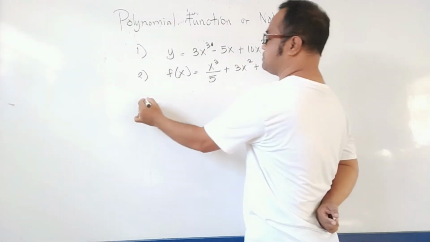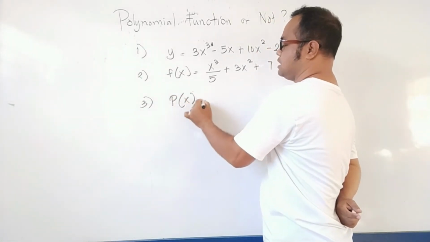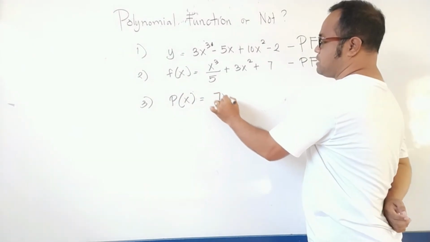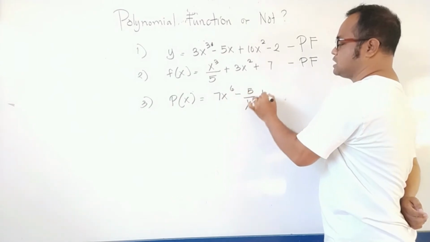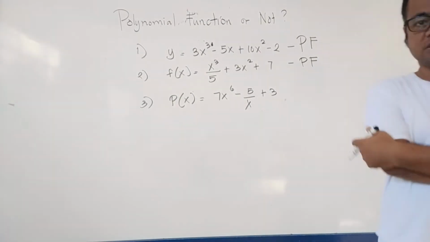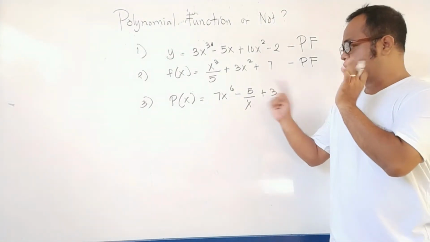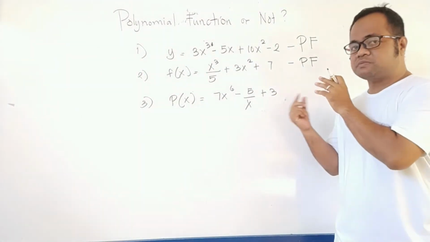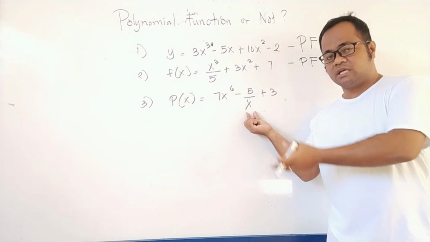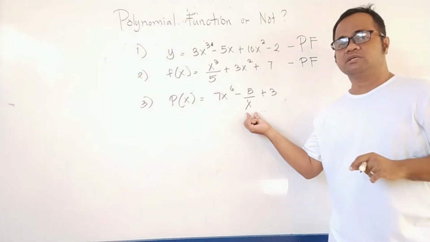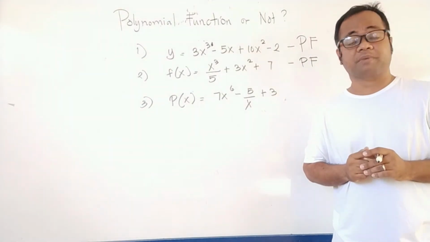Okay. Another example here is p of x is equal to 7x to the 6th power minus 5 over x plus 3. Is this a polynomial function? So try to look at the exponent of the variable. 6. Now, look at the variable x here. It is written as the denominator of 5. So, let us recall the topic laws of exponent.